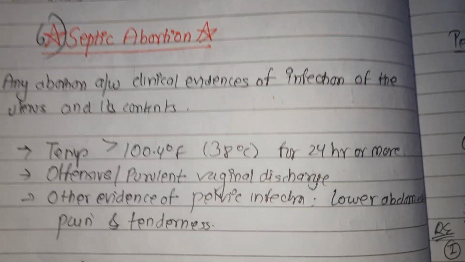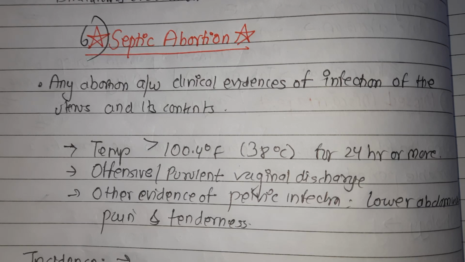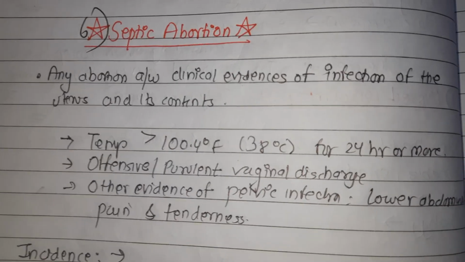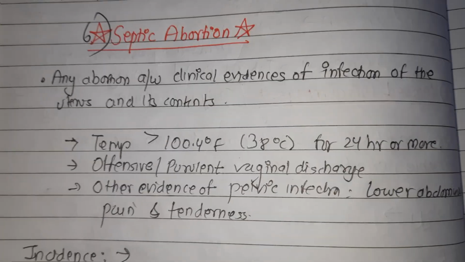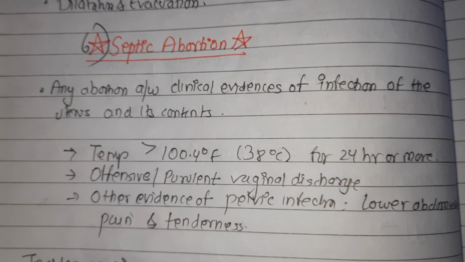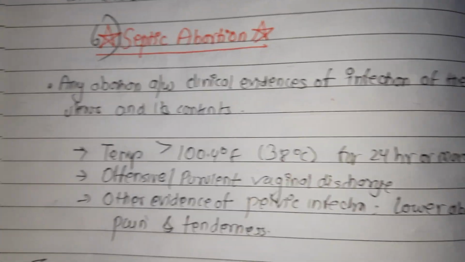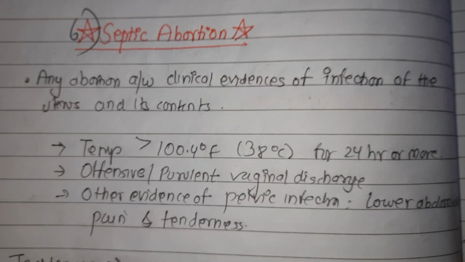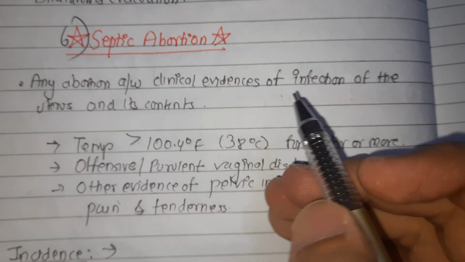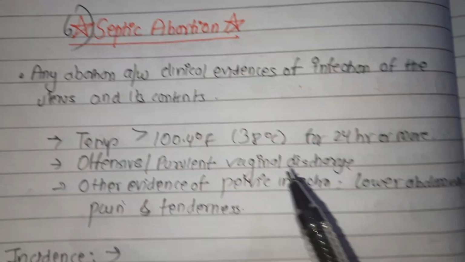Hello everyone. In this video on obstetrics, we will be continuing our discussion on abortion, and today we will be mostly talking about septic abortion. So, what is septic abortion? It is any abortion associated with clinical evidence of infection of the uterus and its contents.